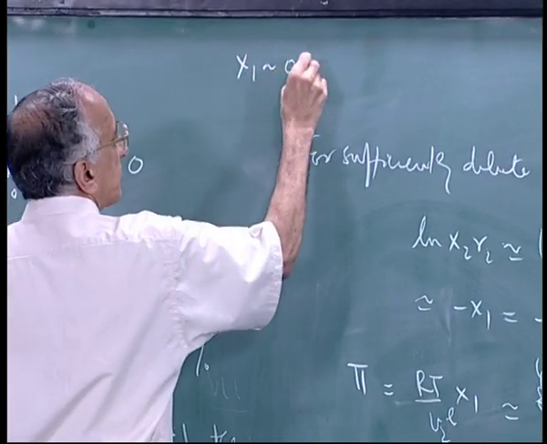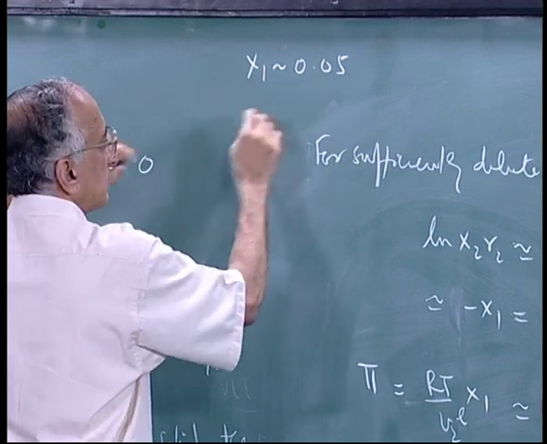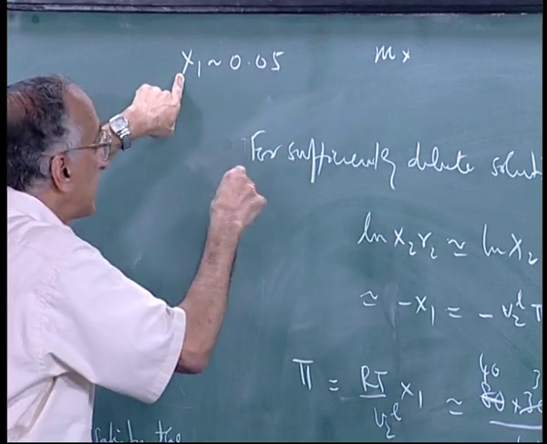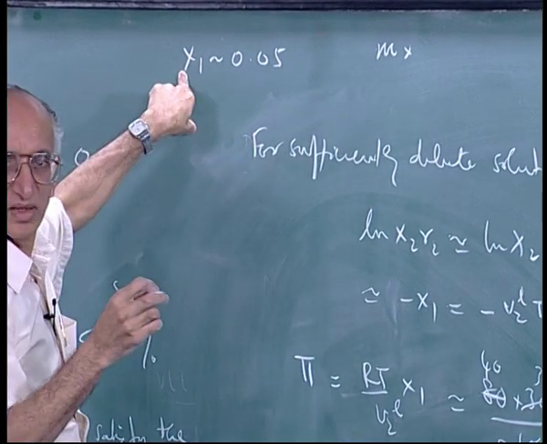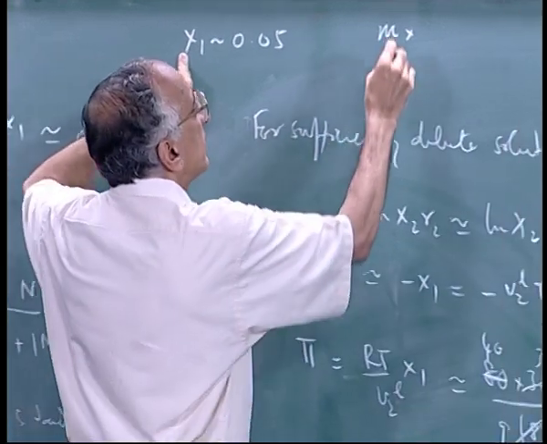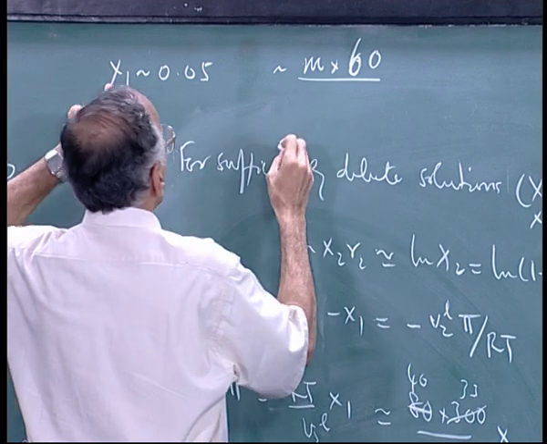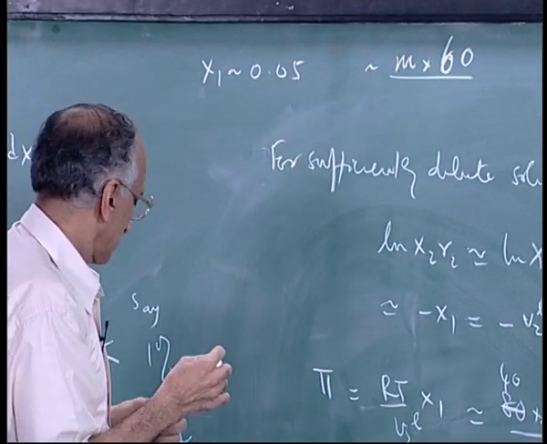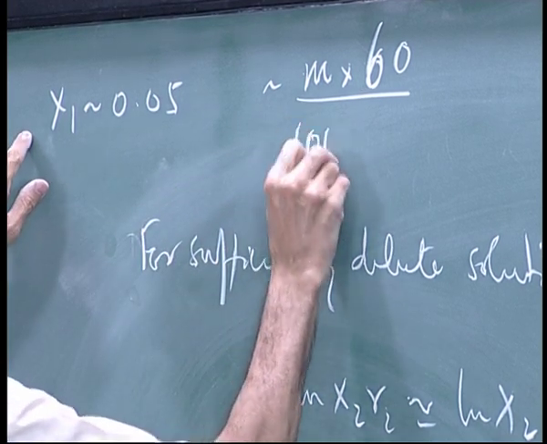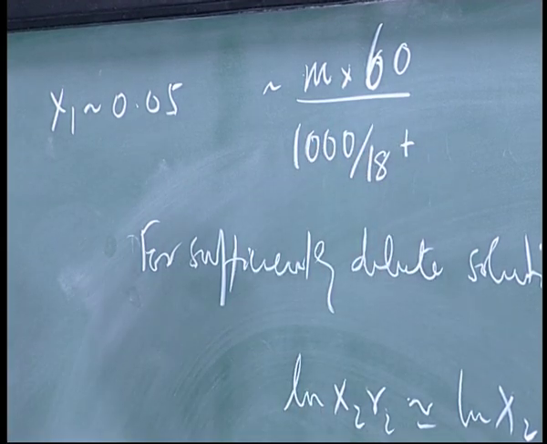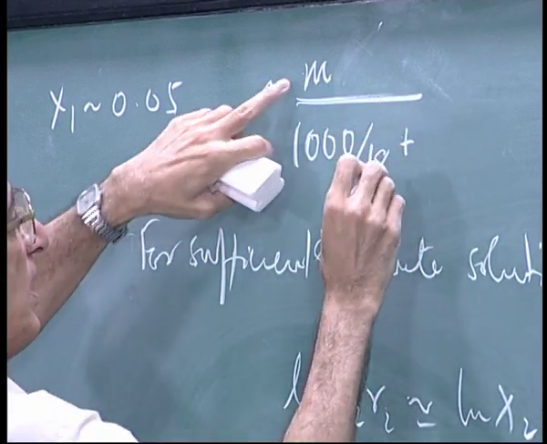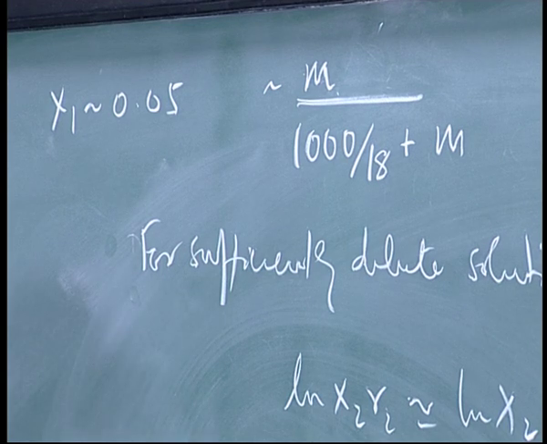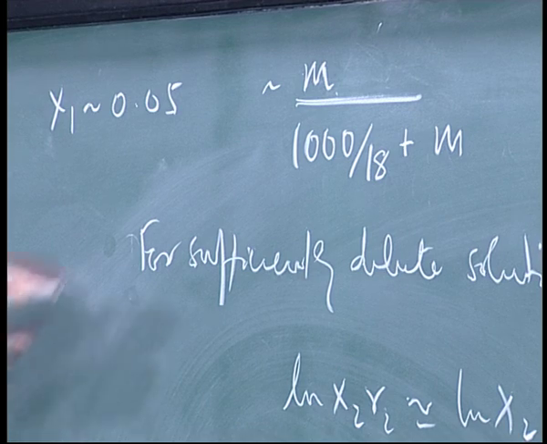X1 is 0.05. If it is sodium chloride, X1 is moles of sodium chloride into, what is the molecular weight of sodium chloride? Cl is what? 58.5. Okay, let us say approximately 60. If M is the molality, it means moles per 1000 grams of solvent, by 1000 by 18. X1 is simply M by this, sorry, this is correct, M by 60. No, this is moles per 1000 grams of solvent, so plus M, that is all. So if this is 0.05, this is about 55.